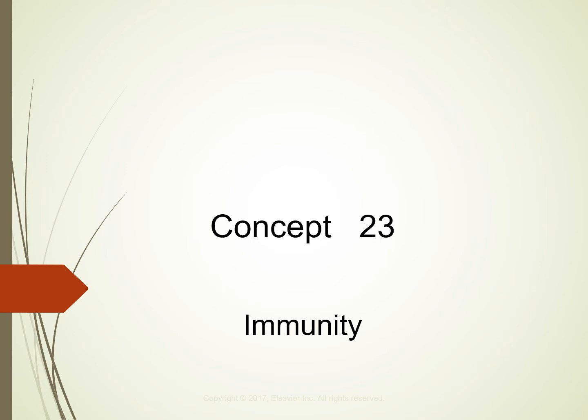Concept 23, immunity. The ability of the human body to sustain health within the environment requires multiple protective mechanisms. One of the most complex protective mechanisms is the immune response. When immune processes are functioning optimally, the body has the ability to mount an efficient defense in response to the invasion of foreign substances. Such a response is critical to maintaining health.